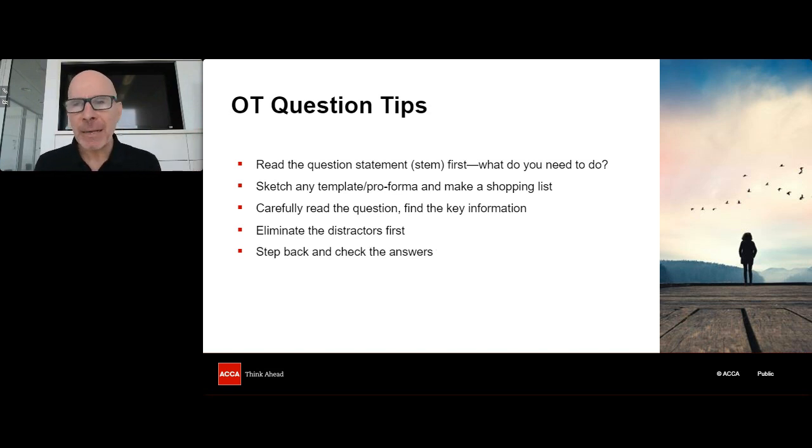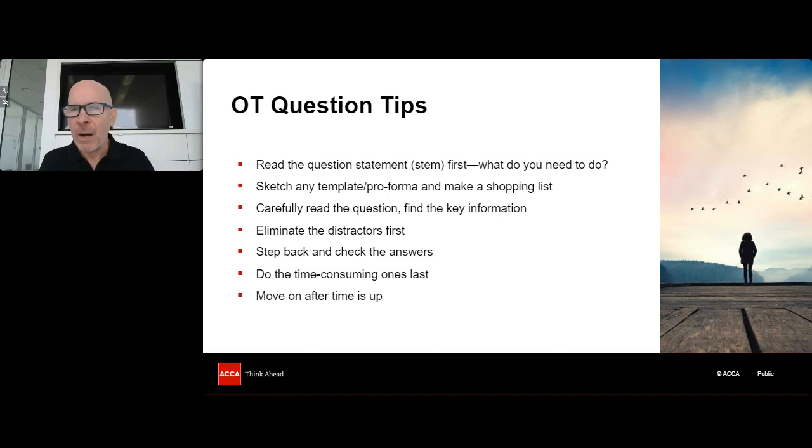Then step back and have a look at all of the answers. Very often you can eliminate one of them. I was doing a question earlier today about a market size variance. If the market went up, then the market share should go up, everything being equal, right? So you can't have everything being equal, it has to go up. So with logic, I was able to eliminate one of them. If you can do that three or four times, that's going to help you with one or two guesses. That's going to put you from 48 to 50 or 52. So I cannot stress enough the importance of this OT exam technique. Time-consuming ones last. When time is up, move on.